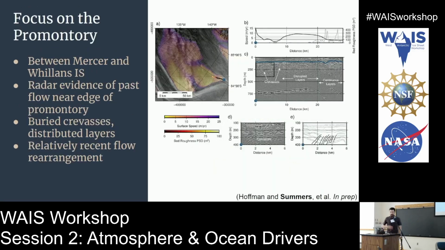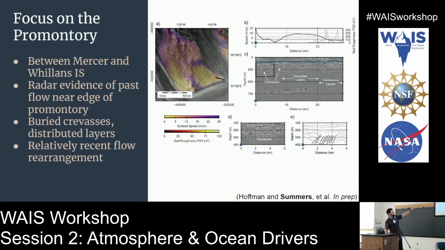So zooming in there, the promontory is placed right between the Mercer and Willans ice streams. And we zoom in on this one radar line that's in black on the map that we see, and the blue dot, which is at the tip of the promontory, then moving towards the center of the ice rise, we see in the radargram C over on the right there. I thought I'd be able to physically point, but I hope you can see it all.